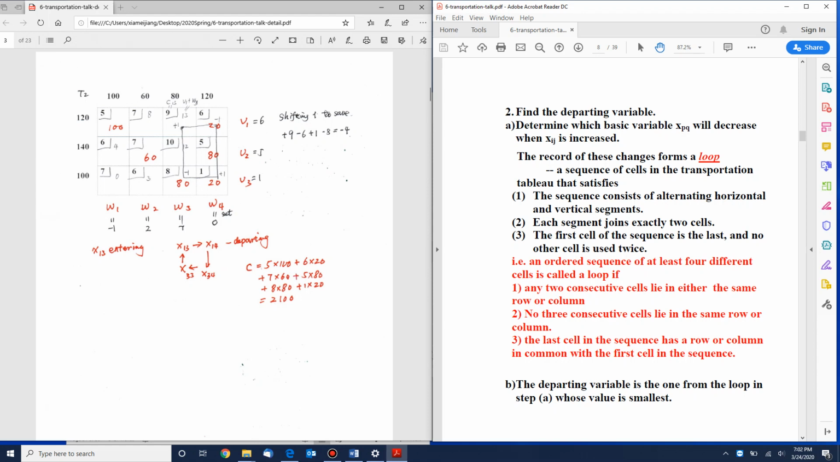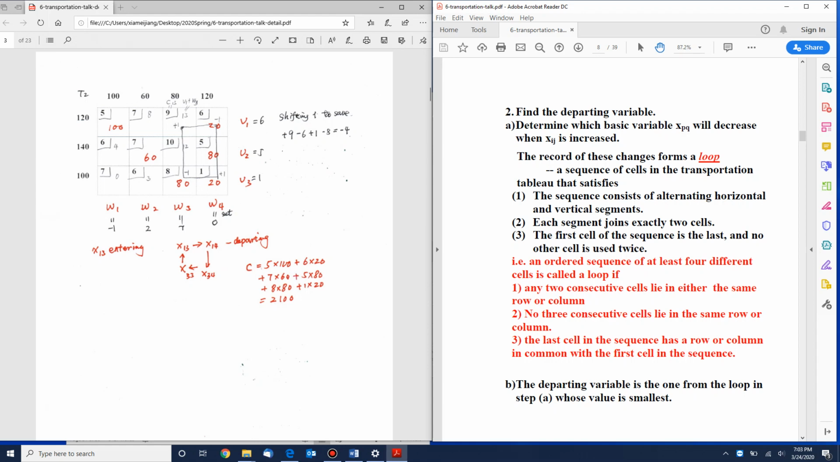Once we make up the loop, you could see which one should be the departing one. Compare cell 14 and cell 33, and you could see that 20 is less than 80. So in this way, that's the most amount we can shift, right? Reduced from cell 14. So in this way, x14 is the departing variable. So x13 is the entering variable, x14 is the departing variable.